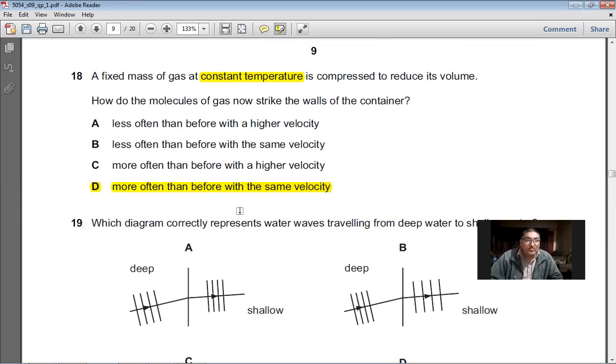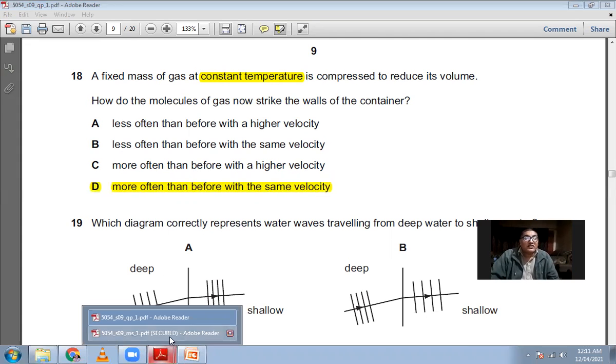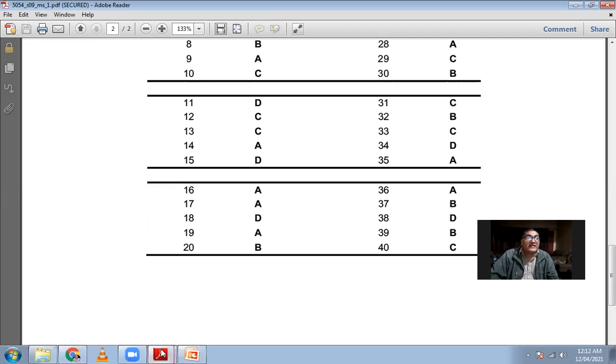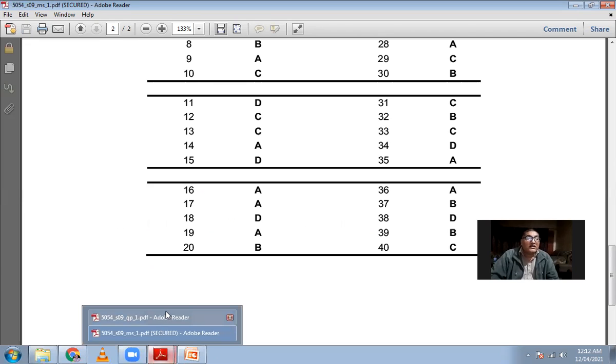Because you have reduced the volume, the pressure will increase, and the temperature is constant. Due to the constant temperature, the velocity will be the same, but the pressure will increase. So the molecules will collide with the walls of the container more often. So I think D is the right answer. Question number 18, D is the right answer.